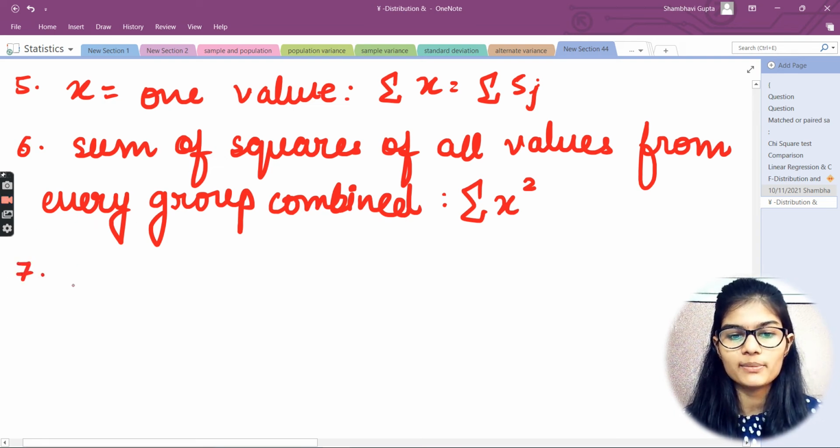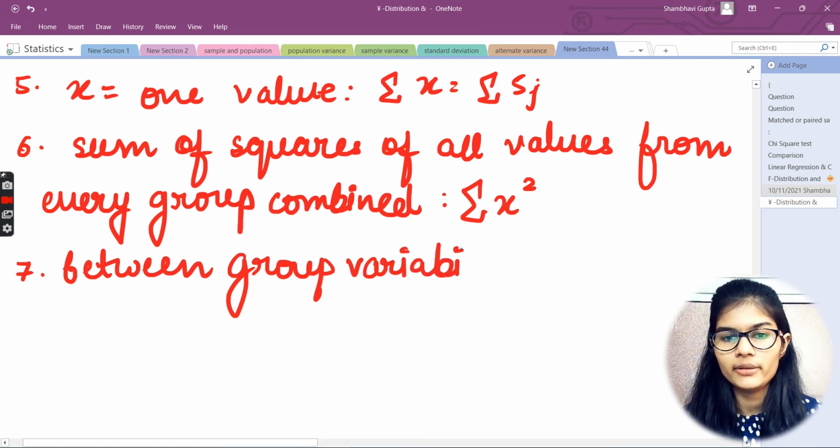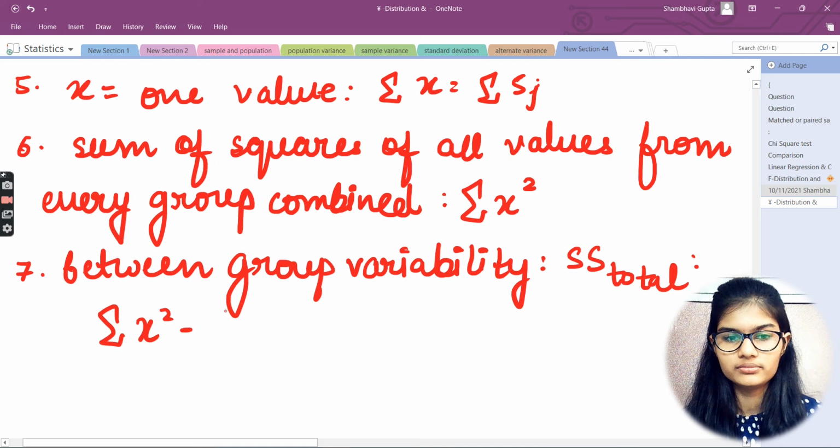Next we are having the between group variability. So I will just write that as well. It's between group variability. It means what is that? It is the SS total. And what's the formula for that? The formula for that is sigma of x squared minus sigma of x whole square divided by n.